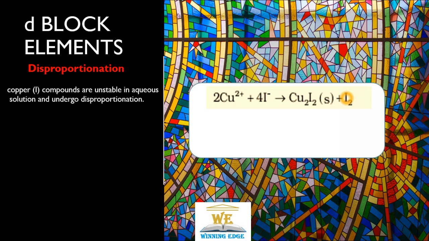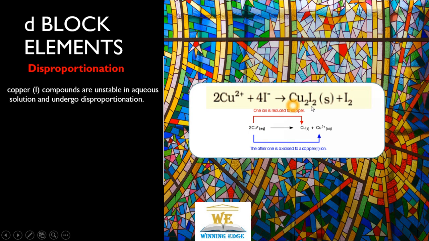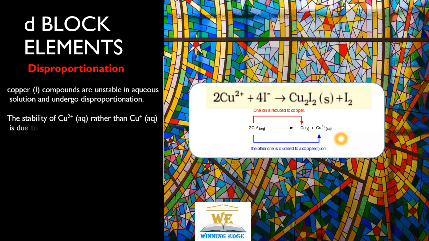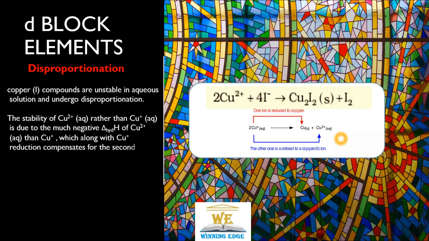Under aqueous conditions, what happens? Immediately it will disproportionate to give us pure copper in 0 oxidation state and oxidized Cu2 positive, which has better stability. The stability of Cu2 positive rather than Cu single positive is due to the greater enthalpy of hydration of Cu2 positive under aqueous conditions. Cu2 positive has greater hydration energy, which is good enough to compensate for the ionization energy required to remove the second electron.